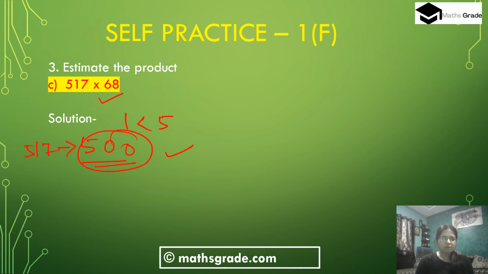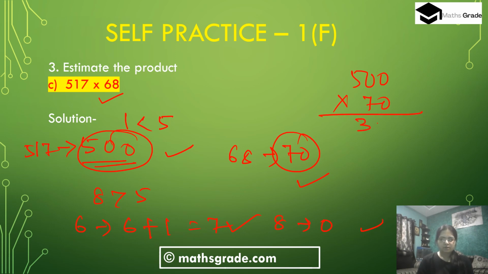Now 68 rounded to the nearest 10: the unit place digit 8 is more than 5. So just add 1 to the tens place digit. Now this 6 changes to 6 plus 1, which is 7. And 8 changes to 0. So 68 rounded to the nearest 10 will be 70. Now 517 rounded to the nearest 100 is 500, and 68 rounded to the nearest 10 will be 70. Now 500 multiplied with 70 is 35,000. So estimating the product, 517 with 68 is 35,000, and 35,000 is the answer.